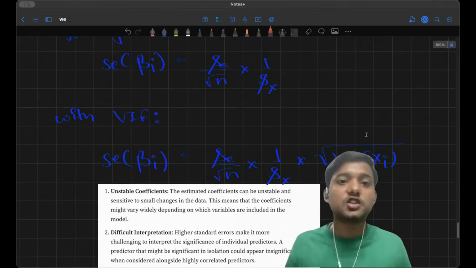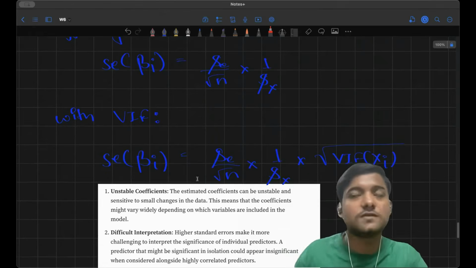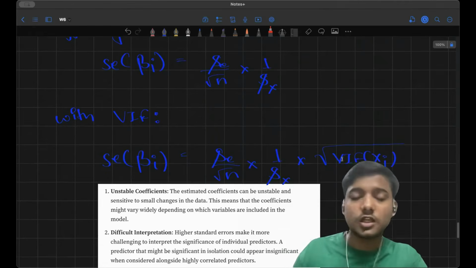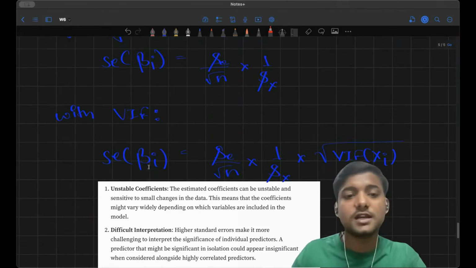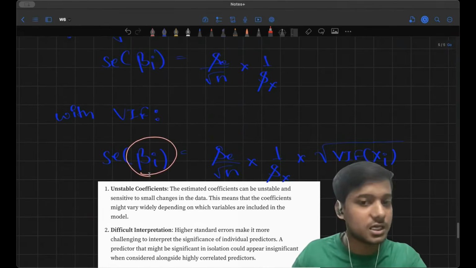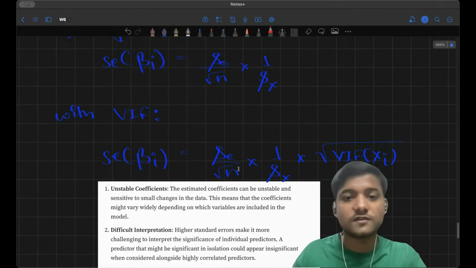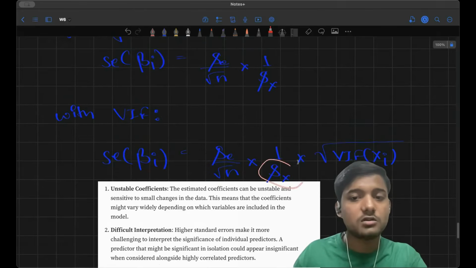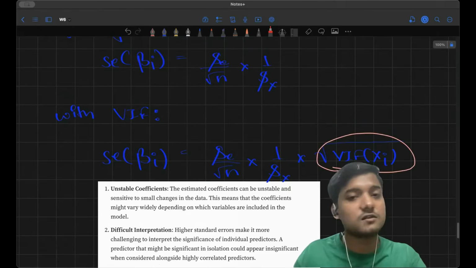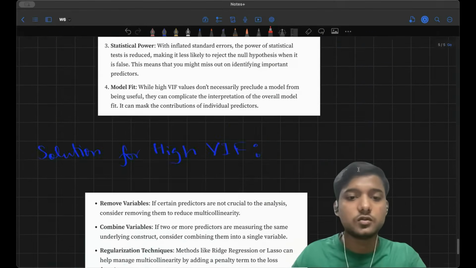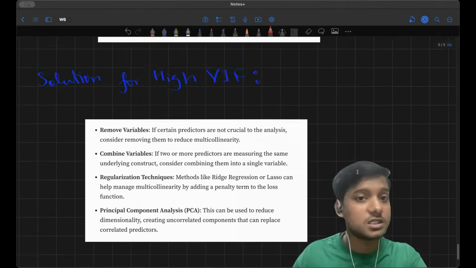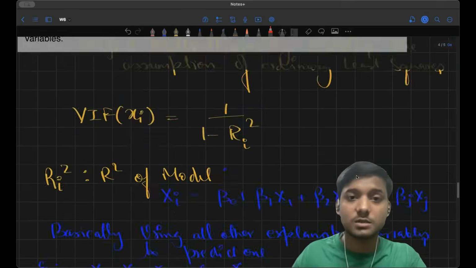How much does my standard error change when variance inflation drops? So you need to be cautious of this formula. Standard error in estimation of my parameter beta i is equal to standard error of the model, divided by root n, where n is the number of samples you have, times 1 upon standard deviation in my parameter xi. So for whatever coefficient I'm trying to estimate, for the corresponding x variable, I would get the standard deviation. And this is your variance inflation factor, under root of that. So remember this. And with this, we are done with the theory of multiple linear regression.